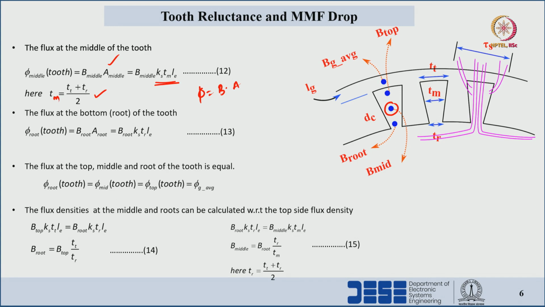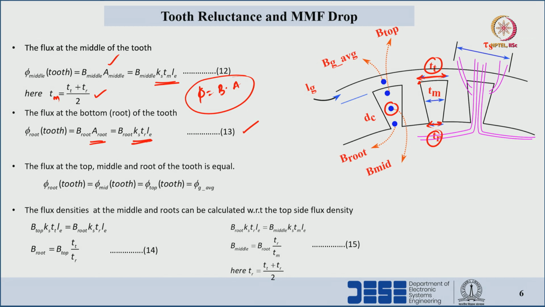Tt is nothing but the width of the stator tooth at the top side of the stator tooth, and Tr is the width at the bottom side of the stator tooth, this one and this one. If we know the width at the top side and bottom side of the tooth, then we can take the average to find the tooth width at the middle portion. Next, the flux at the bottom side of the tooth can also be calculated based upon the same equation, but the area of the tooth at the bottom side is A root. A root is equal to Tr into Ks into Le, this one.